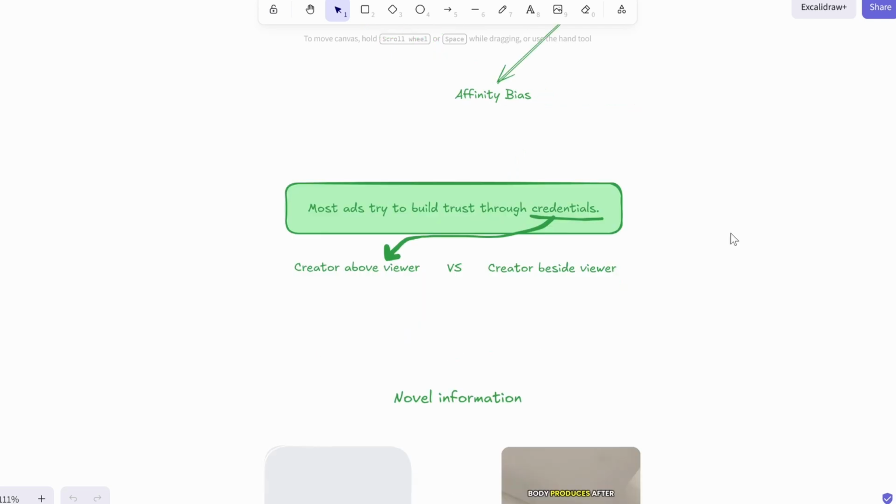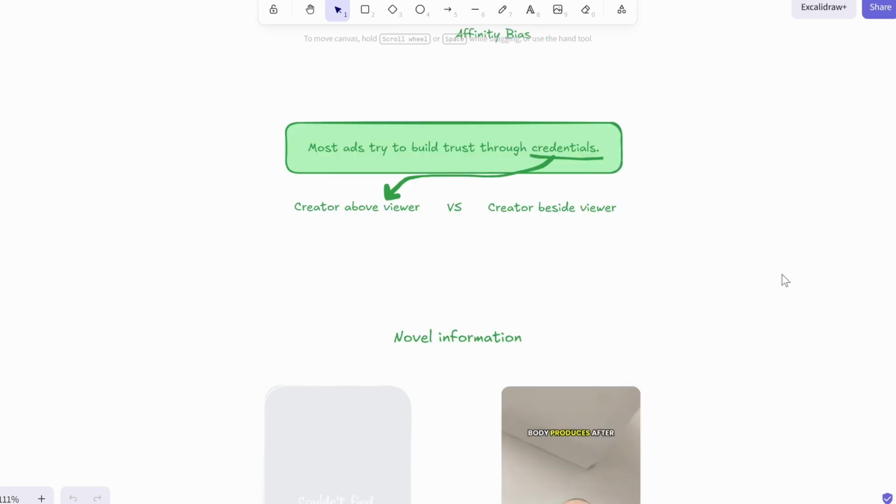Most ads try to build trust through credentials, using words like I'm a dermatologist, clinically proven, and that works, but it creates a different dynamic. It positions the creator above the viewer, while the identity mirror does the opposite. It puts the creator beside the viewer, and on TikTok, people trust peers faster than they trust experts.